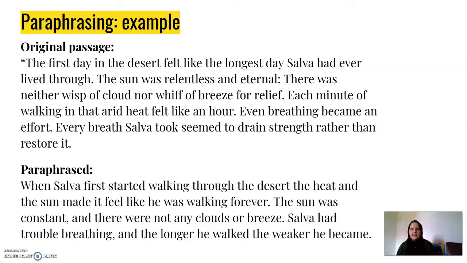Notice also there are some places where the order of things has been switched around a little bit. The first sentence in the original passage says that this feels like the longest day Salva has ever lived through. In my paraphrased version, I still say he was walking forever, but I move that to the end of the first sentence. So I'm keeping all the main ideas, but playing around with the order a little bit to make it my own original writing. Okay, so double check your paraphrased version of this passage and make sure you didn't copy any language directly, but that you have all the same ideas present that were in the original passage.